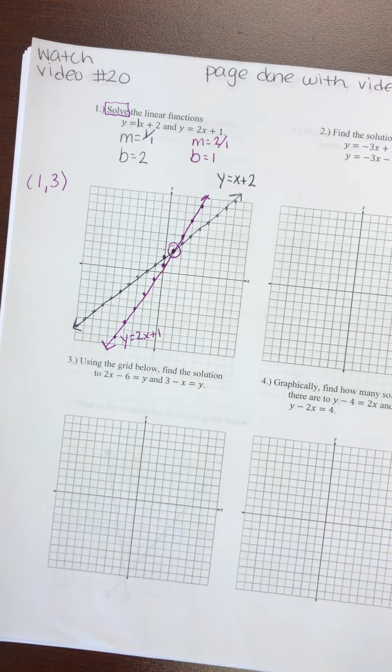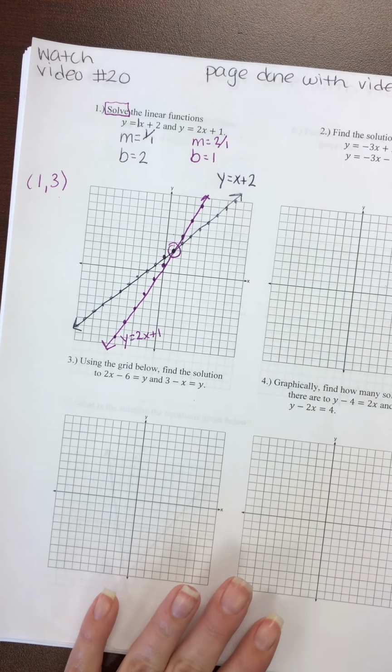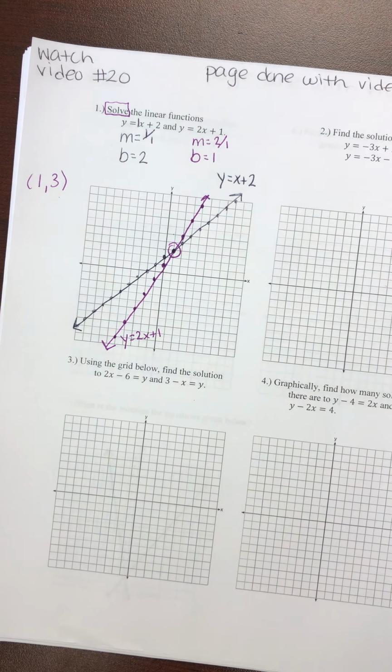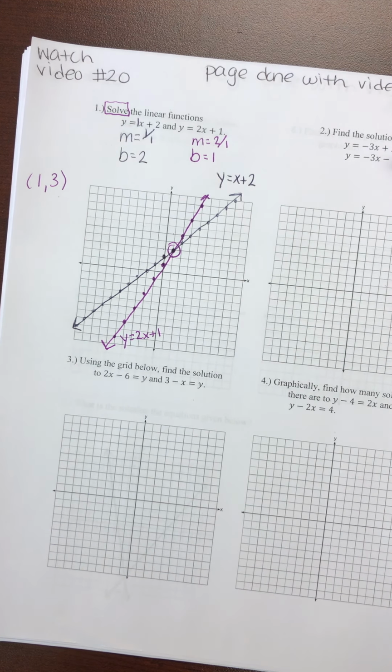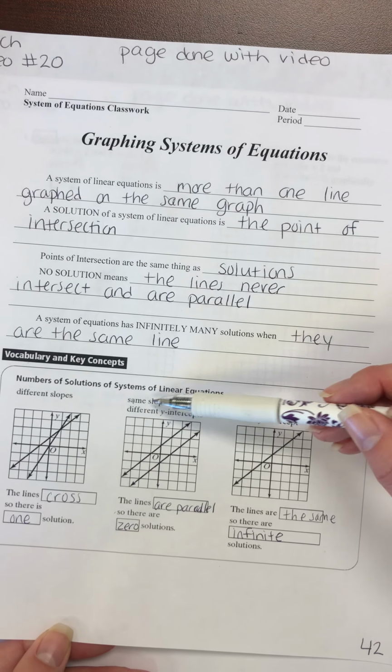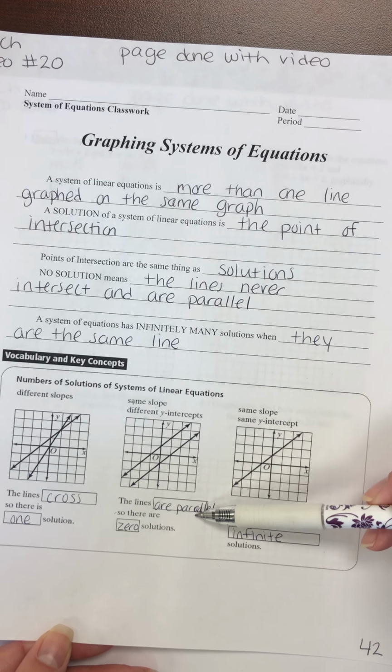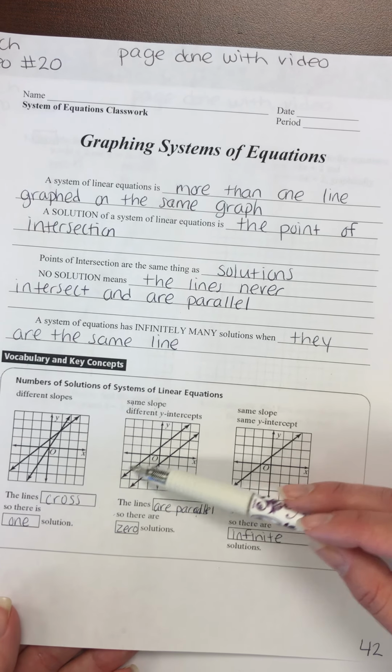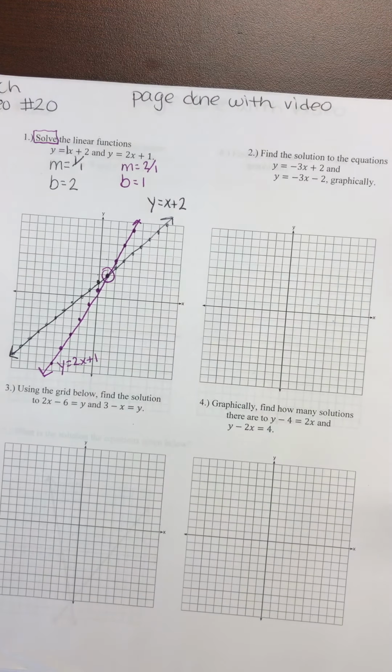All right, in number 2, it says to find the solution to the equations y equals negative 3x plus 2 and y equals negative 3x minus 2 graphically. So if we take a look and you notice that these have the same slope, if you look on the front on page 42, we just said that same slope should have parallel lines. So when I graph these, I need to make sure that my lines do not intersect.